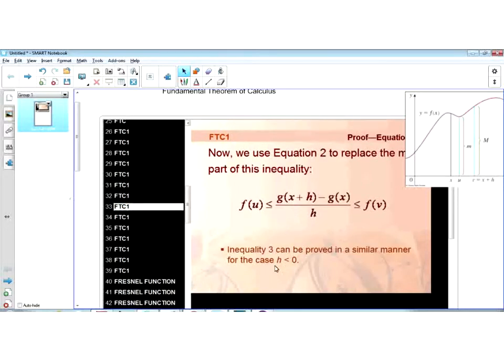So now we have this relationship, and inequality 3 can be proved in a similar manner. Anyway, we've got this relationship.